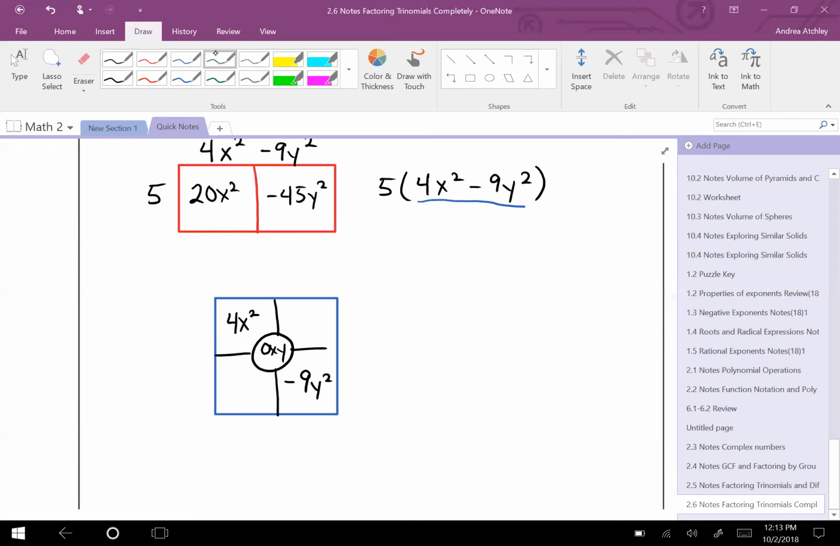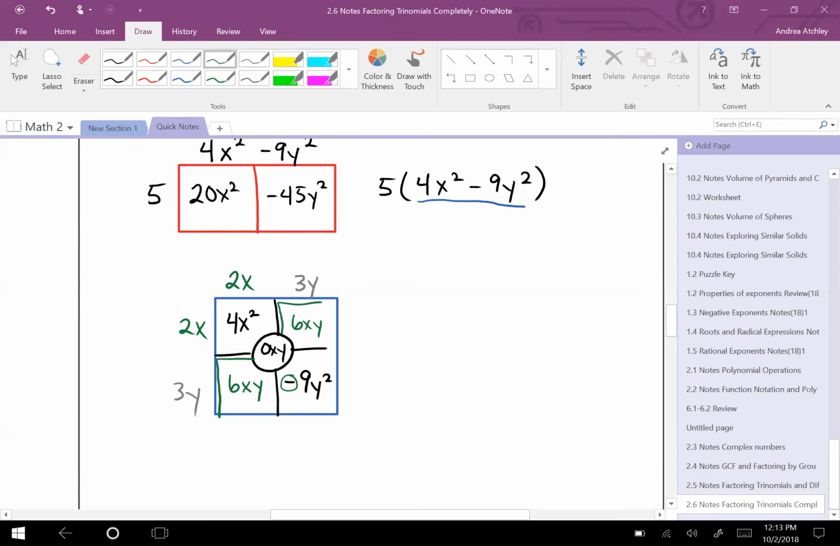Okay, class, what multiplies to 4? 2x and 2x. And what multiplies to 9? 3y and 3y. Let's check. 3 times 2 is 6xy. And 2 times 3 is 6xy. Now this tells me that they're opposite signs, so one's negative and one's positive.